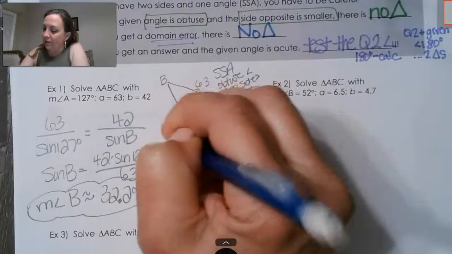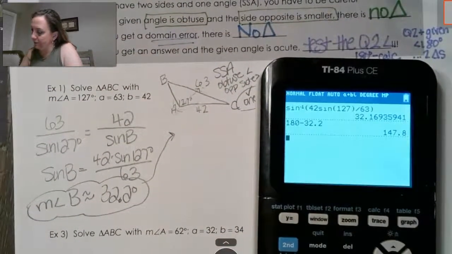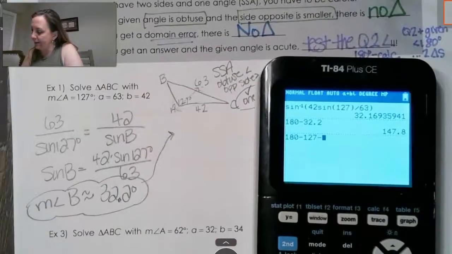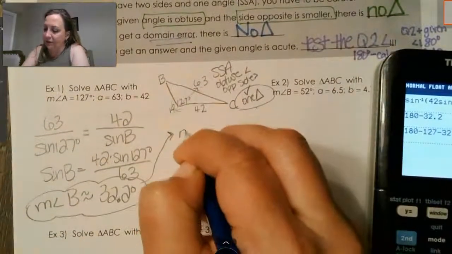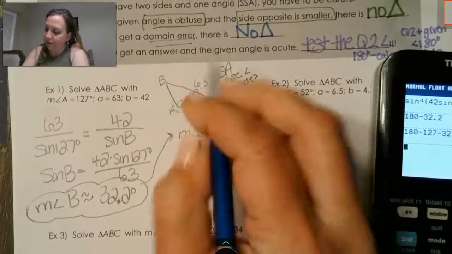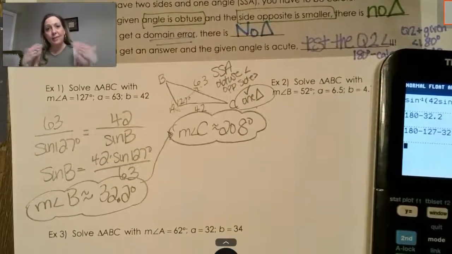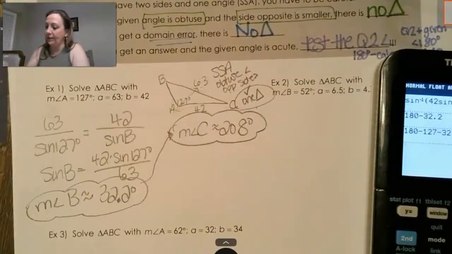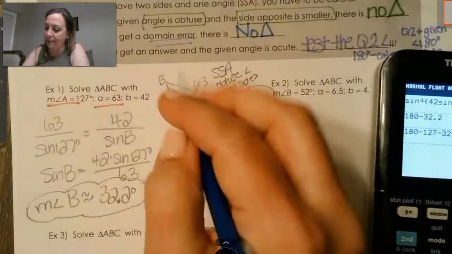Now that we have two of the three angles, we can take 180 minus the original 127 minus the 32.2, and that tells us the third angle of the triangle, angle C. So the measure of angle C is going to be 20.8 degrees. Now that we have the measure of angle C, we're able to set up another proportion with the law of sines. Again, these are the two matching pieces: the angle and the side opposite that angle.